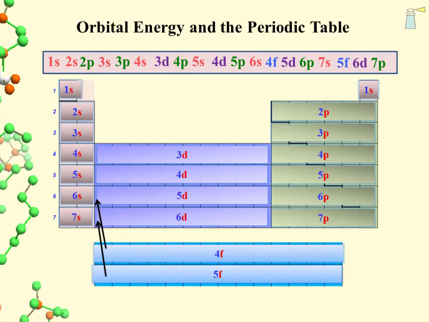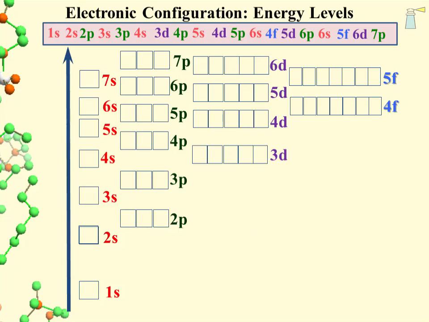The process of relating electronic configurations to elements is made dramatically easier with an understanding of where the orbital blocks map onto the periodic table. The quantum mechanics lecture covers this in depth. Moving on to electronic configuration, energy levels.